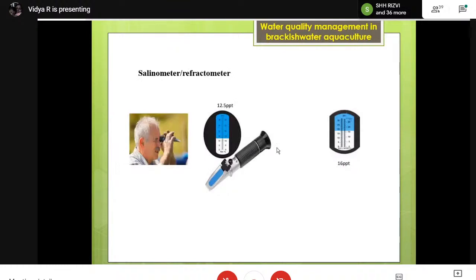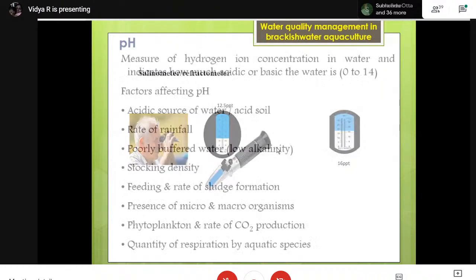The salinity can be checked with a salinometer or refractometer, where you put a small drop of water from your farm and view through it. The margin of the blue color in the lower part will indicate the ppt salinity of your water. Then wash with fresh water and reuse it for other tests.